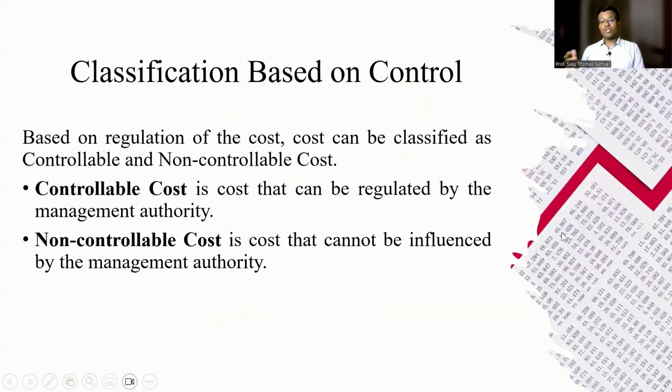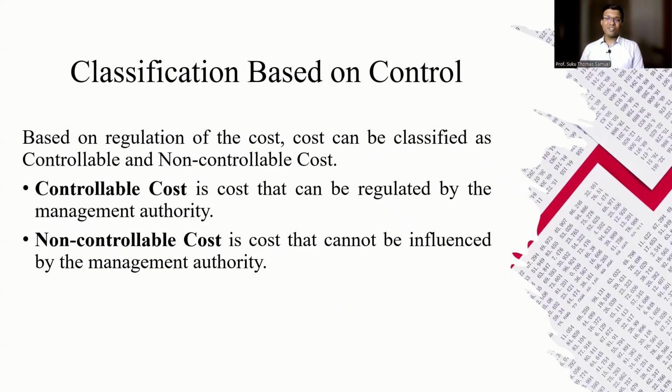The next classification is based on control. So based on control, we have controllable cost, non-controllable cost. If the management is able to exert some level of control over the cost, such kind of costs are called controllable cost. But if the cost cannot be controlled or it cannot be managed, then it is referred to as non-controllable cost. So let's talk about an example.